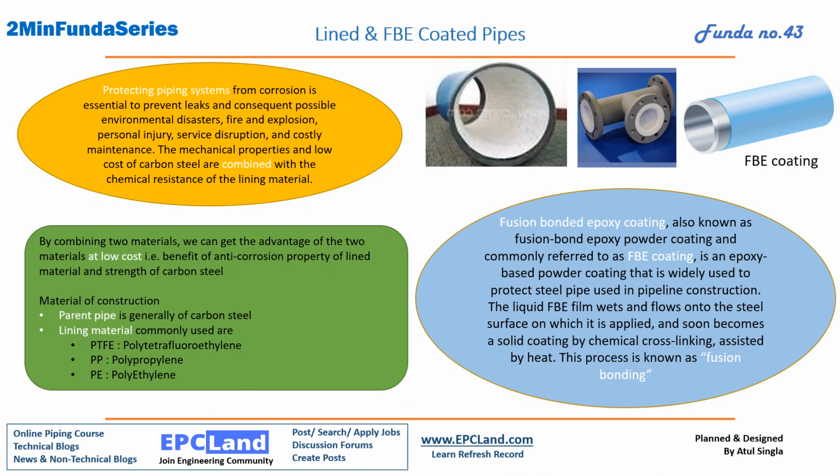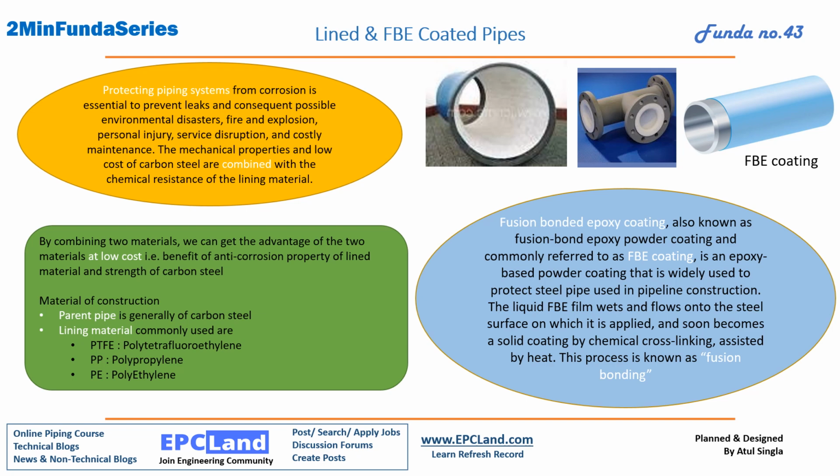Lined and ABE coated pipes. Okay, these are internally or externally coated pipes. Now first let us try to understand why we require this coating. What we are doing is combining two materials: one is carbon steel and the other is the internal lining. What we get by combining them is the mechanical properties and low cost of carbon steel, and when it is combined with the lining material, we get something which is very useful in the chemical industry.